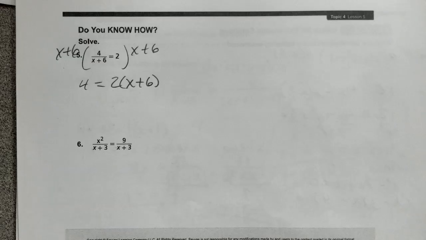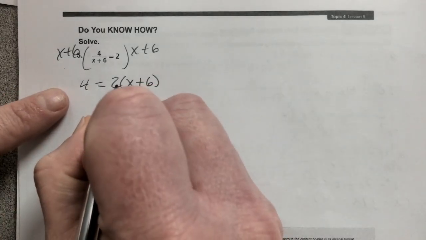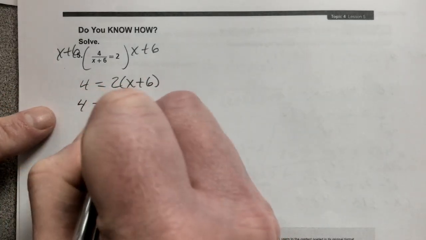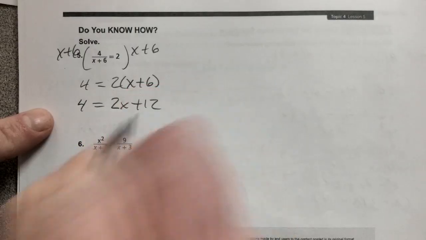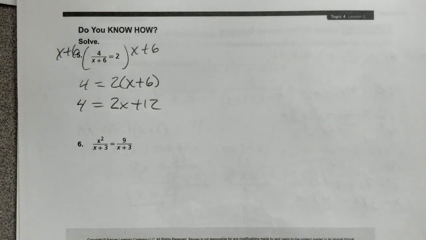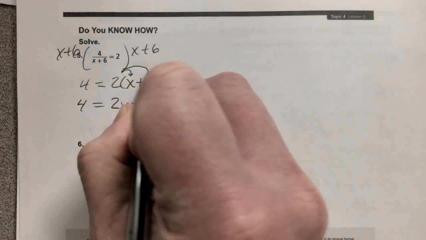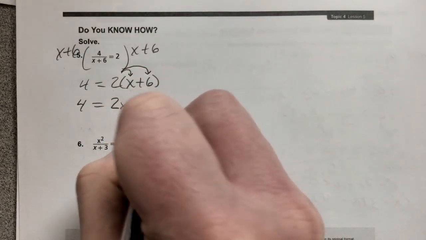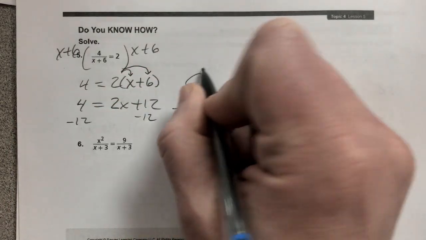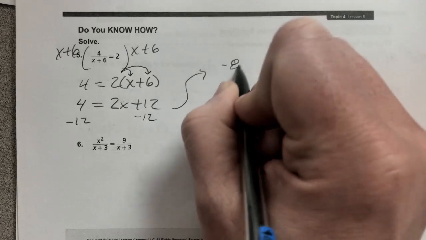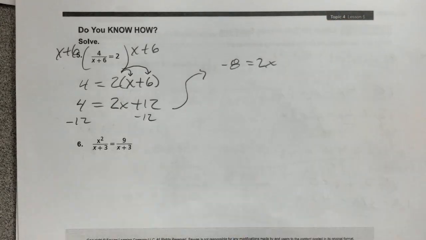All right, solving this. What's that D word? Distribute. That's exactly right. So 4 equals 2x plus 12. We went here and here. Yep, subtract the 12. So negative 8 equals 2x. Good.